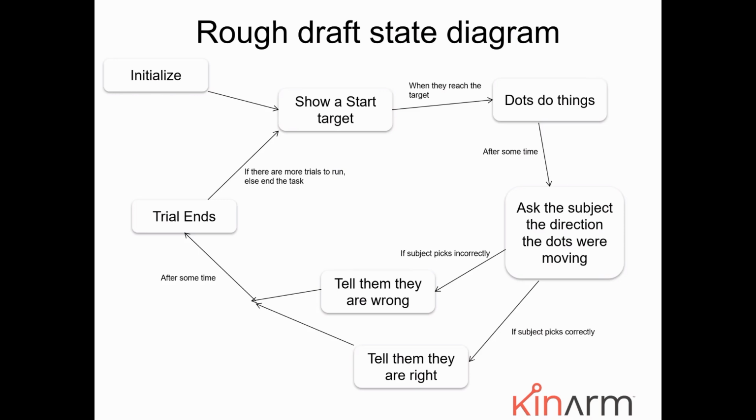If the subject picks incorrectly, we tell them they are wrong. Otherwise, if they pick correctly, we tell them they are right. Either way, after showing the message for some time, the trial ends. And if there are more trials to run, we go back to show a start target. Otherwise, the task ends.